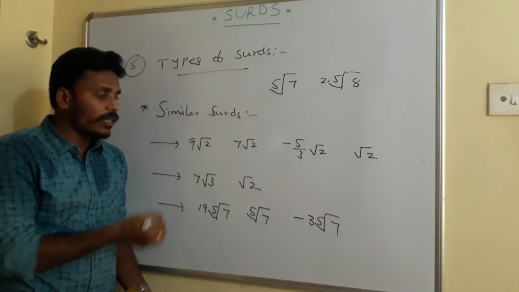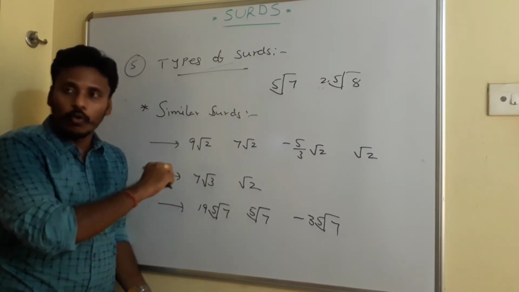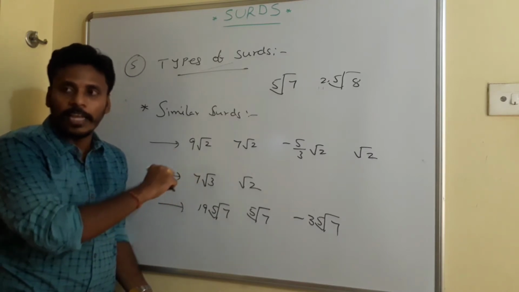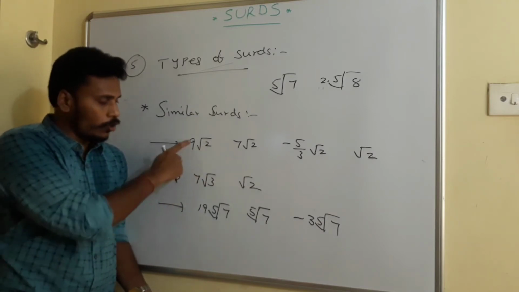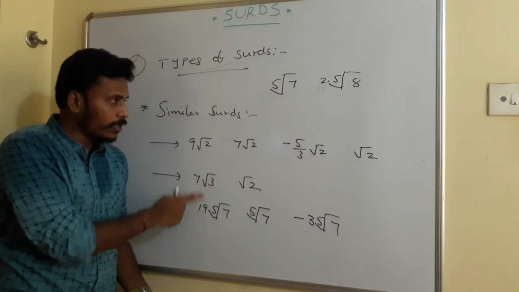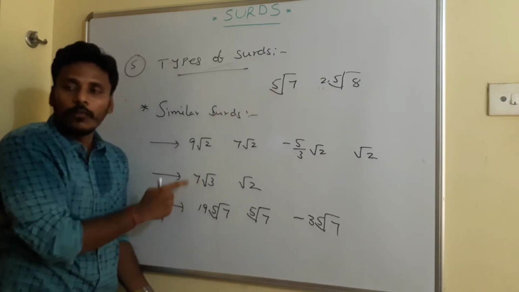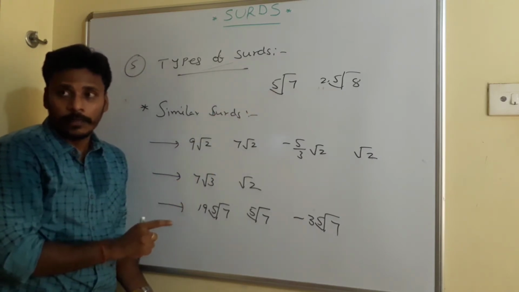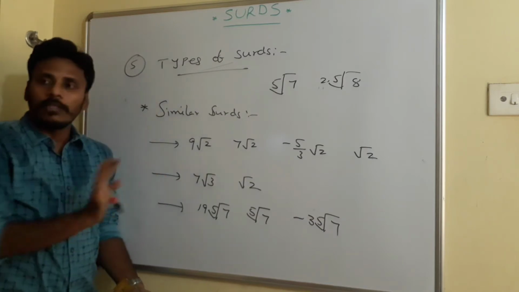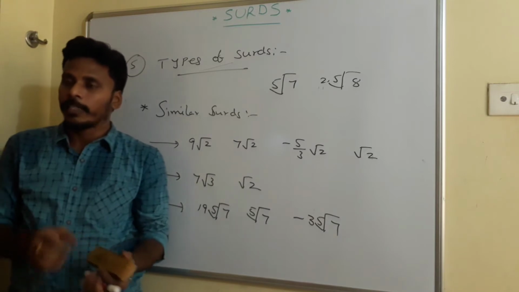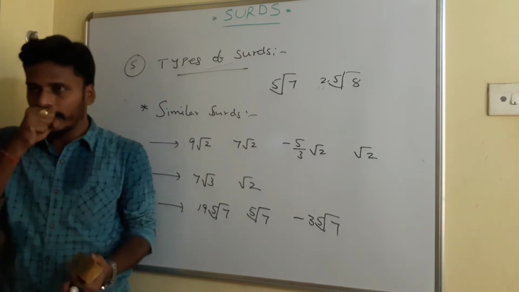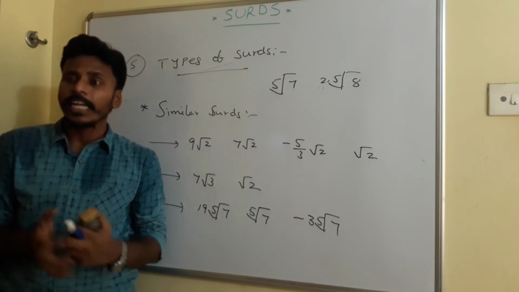So for similar surds they need to maintain the same root format, like nth root of 7, fifth root of 7 or root 2. So these are similar surds, and these two types are not similar, we call them dissimilar surds, right? This is basically the fifth point related to the concept of surds, and that fifth point explains to us about the different types of surds.